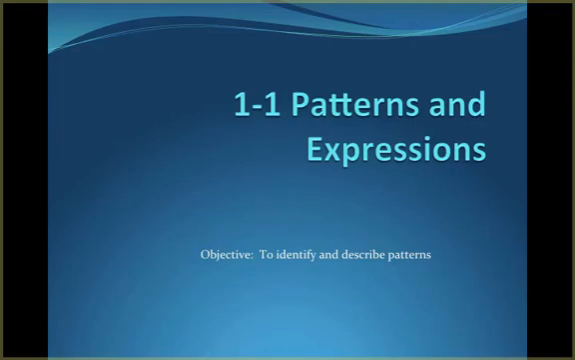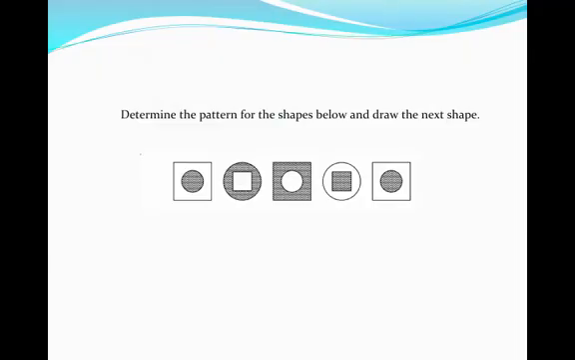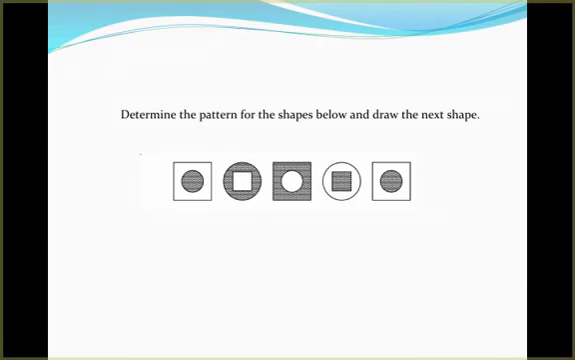In Lesson 1.1, we're going to be working on finding patterns and expressions, and the objective of this lesson is to be able to identify and describe patterns that we see. So let's look at a geometric example. We want to determine the pattern for the shapes drawn below, and then we're supposed to draw the next pattern.